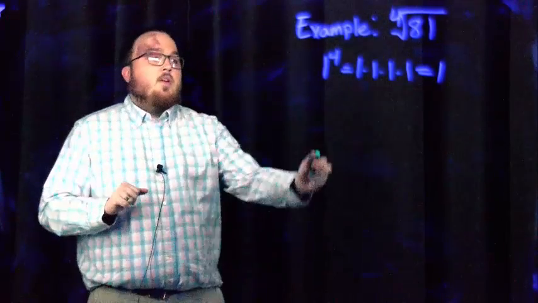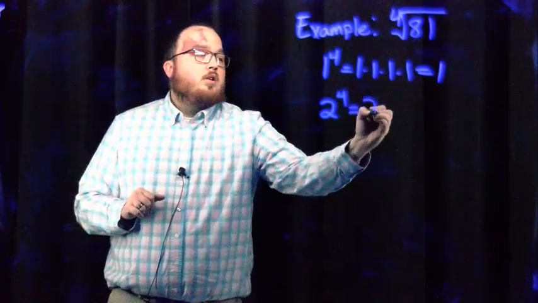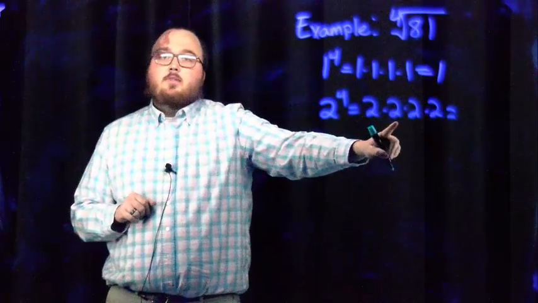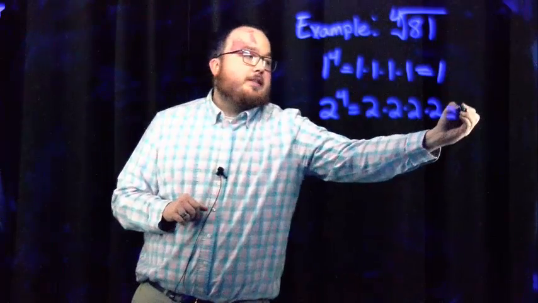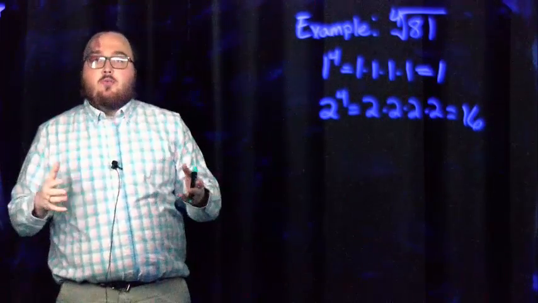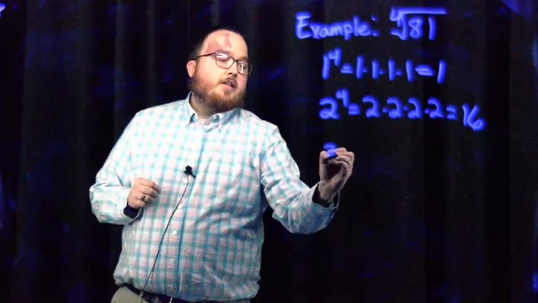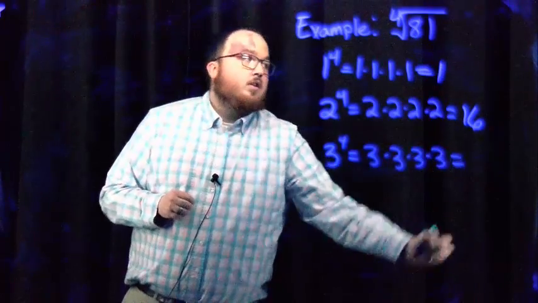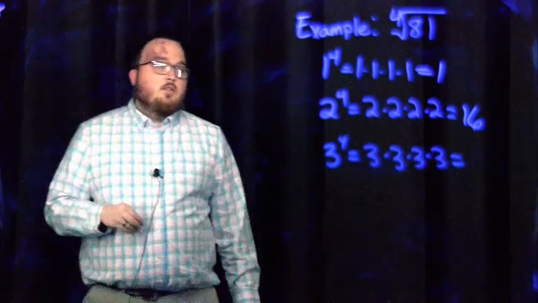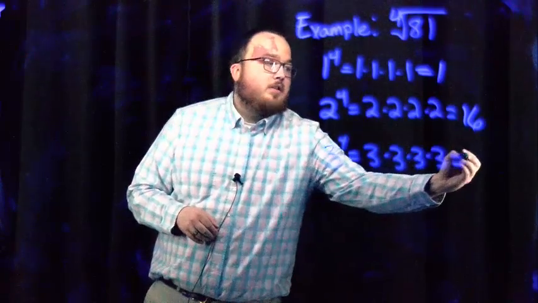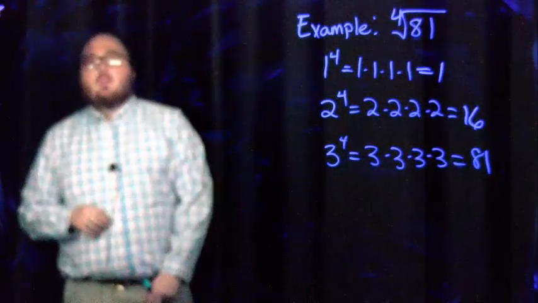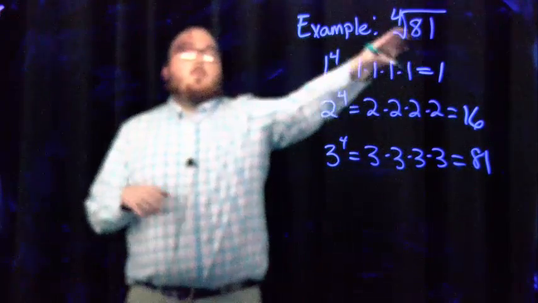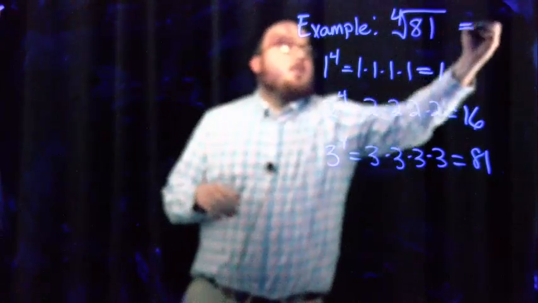Let's try 2. 2 to the power of 4 is 2 times 2 times 2 times 2. 2 times 2 is 4, times 2 is 8, times 2 is 16. So we don't want to use 2. Let's try 3. 3 to the power of 4 is 3 times 3 times 3 times 3. 3 times 3 is 9, and 9 times 9 is 81. Since 3 to the power of 4 is equal to what we want inside of here, then we know the fourth root is equal to 3.